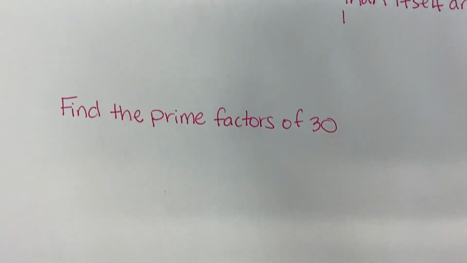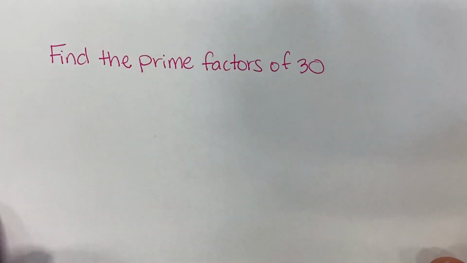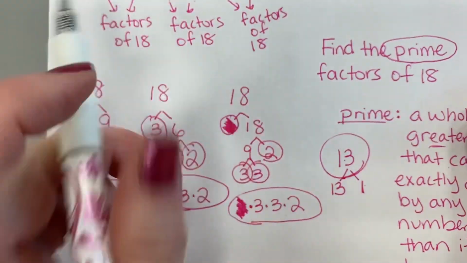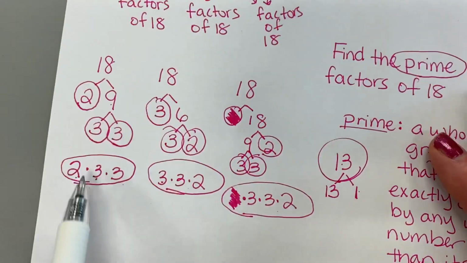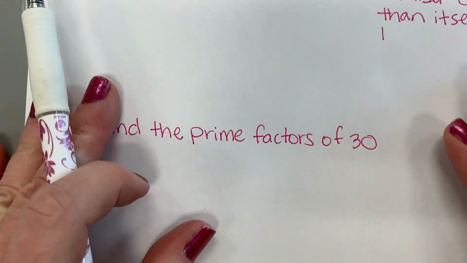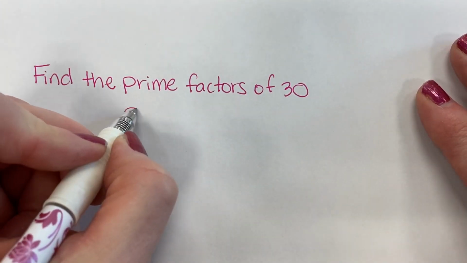So if I wanted to quickly find the prime factors of 30, I don't have to do all these scenarios. I can just do one. Now that I know that no matter which way I go, I end up with the same prime factors, I can just go with whatever I feel like. So I start with the 30.